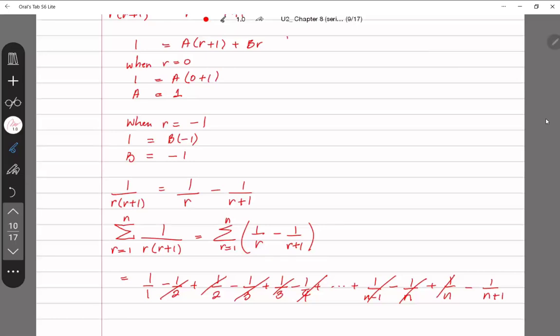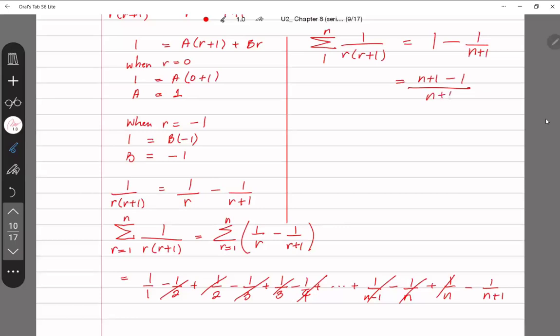So the summation of this series, from r is equal to 1 to n of 1 over r into r plus 1, is equal to 1 minus 1 over n plus 1. If I want, I could simplify it to n plus 1 minus 1 all over n plus 1, which works out to be n over n plus 1.